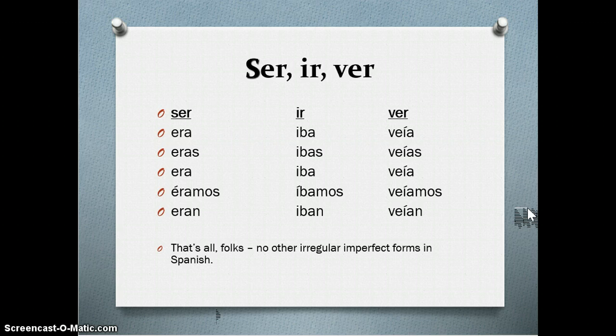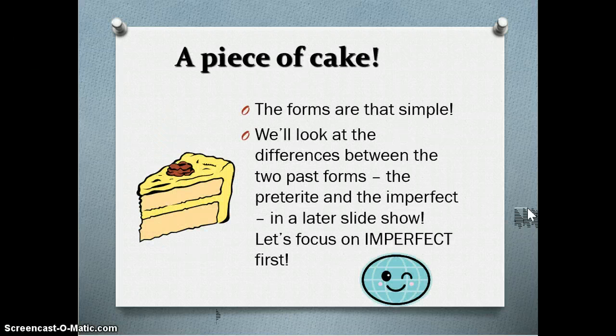For ver, my clue on this one is I gotta see the E. The verb ver means to see, so you need to keep that E there when you conjugate. I'm not going to drop my ER and just add ía, like vía, vías, vía. I have to see the E. So veía, veías, veía. Endings follow like a normal IR verb, but I gotta see the E. All right, that's all. No other irregular forms in the imperfect for Spanish. So it's a piece of cake as far as conjugation goes. The forms are that simple.